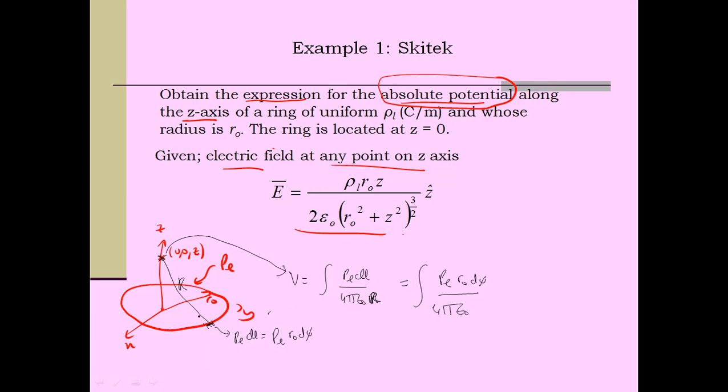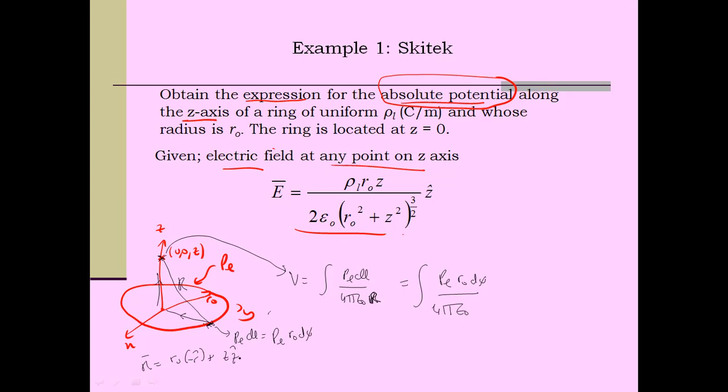So R is defined to be, we know the vector R, so we define the vector first. The vector R is given by this vector, which is R naught in the direction of negative R, plus that vector, which is z in the direction of positive z.